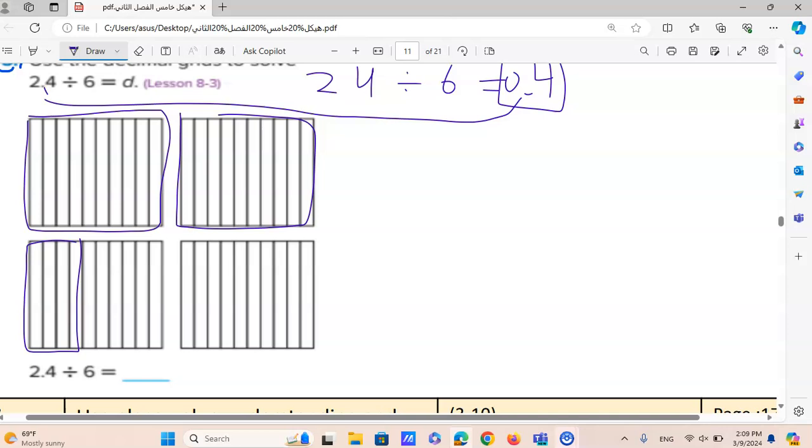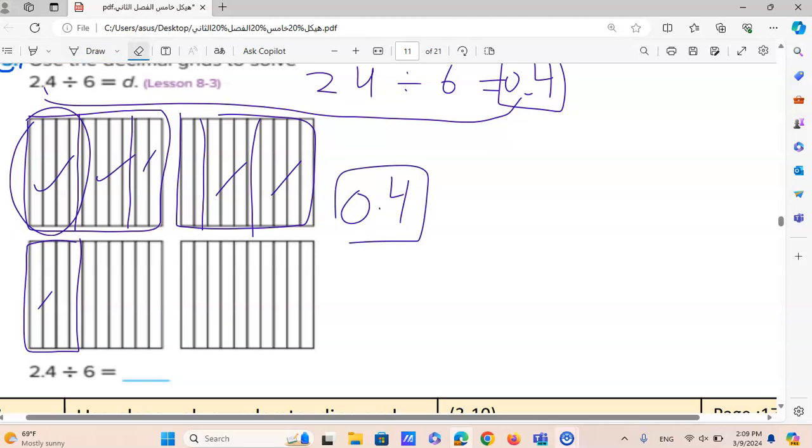We said 4, right? 24 divided by 6 is 4. So make 4 parts as a group. 1 group, 2 groups, 3 groups, 4 groups, 5 groups, 6 groups. See, 1, 2, 3, 4, 5, 6, 6 groups. Look, what's the value of one group? It's 4/10, 4 out of 10. We got the same answer.